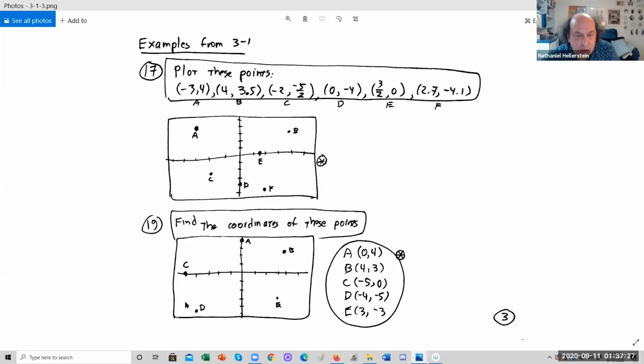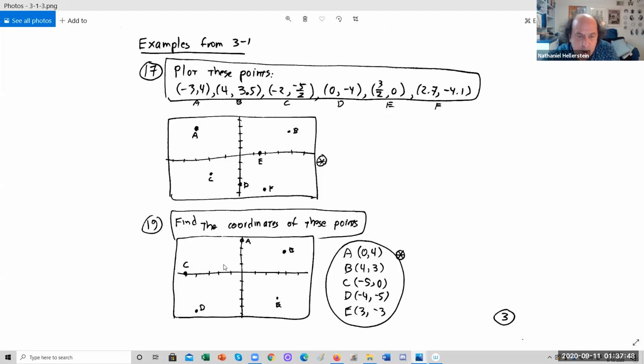Now here we go the other way around. A, B, C, D, E, what are their coordinates? This one is on the y-axis, so x is 0, up 1, 2, 3, 4. So A is at (0, 4). This point here is over 1, 2, 3, 4, and up 1, 2, 3. It's at (4, 3).